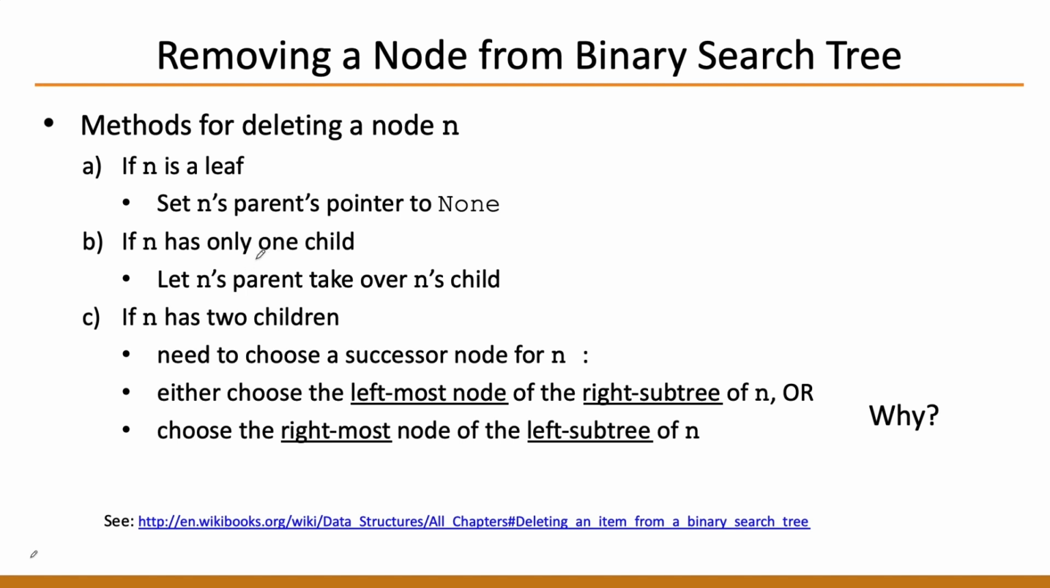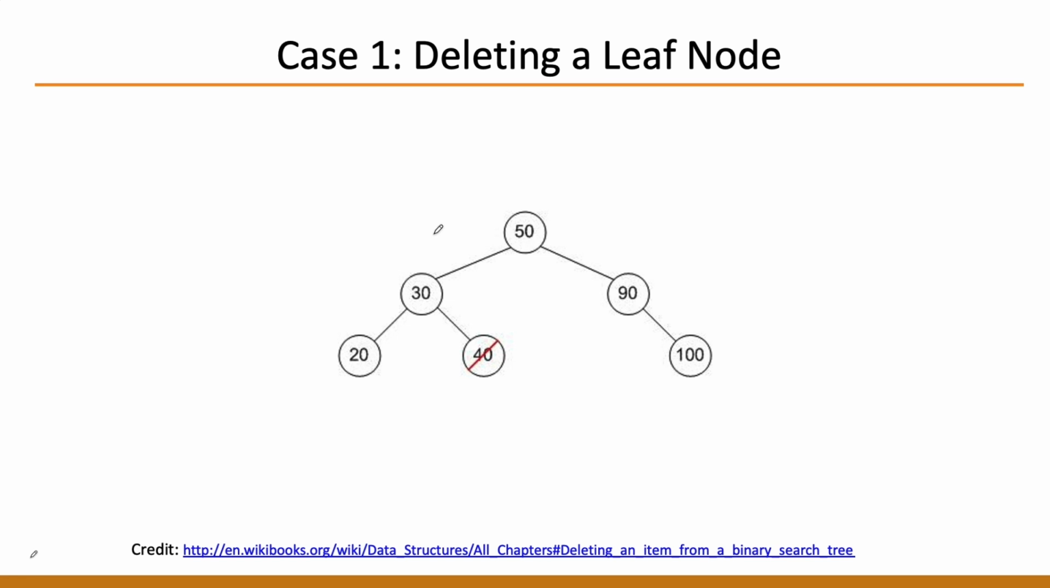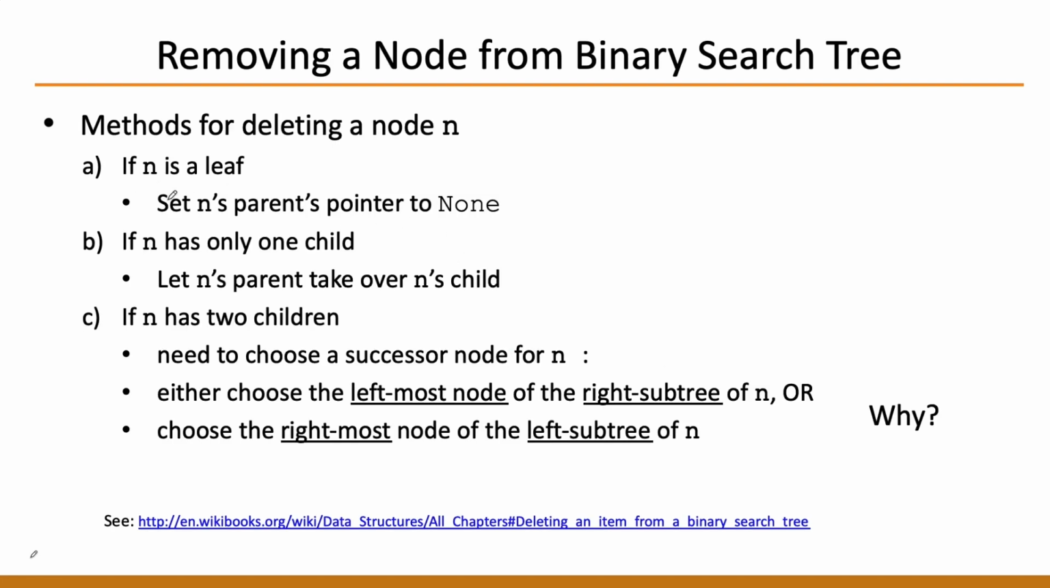So if the n value is actually a leaf node, this is a straightforward case. All we need to do is directly set the parent's corresponding pointer to be none. Then we achieve the purpose of deletion. So the next page over here is case one. In this particular tree, let's say we would like to delete 40, 20, or 100. The deletion will be straightforward. You simply instruct node 30 to set its right-hand side, instead of 40, to be none. So this is case A.